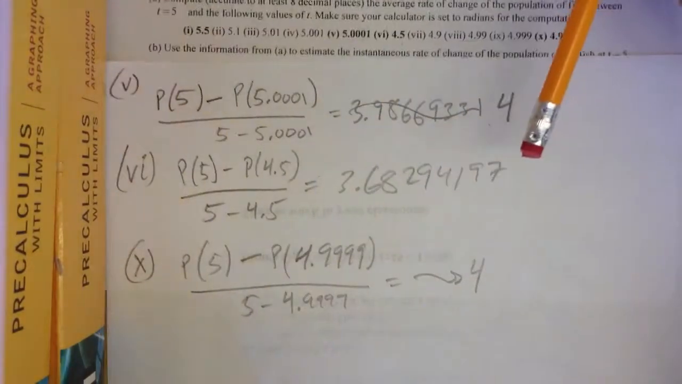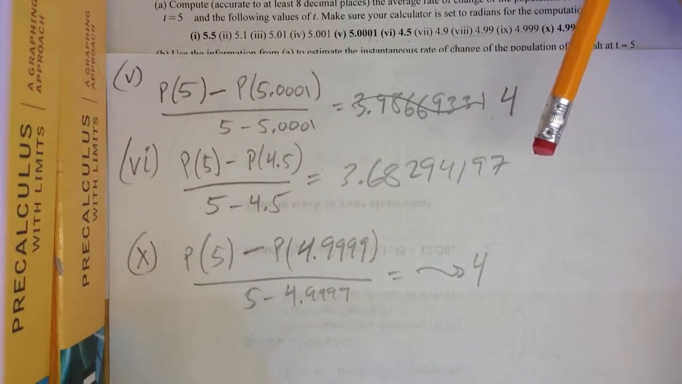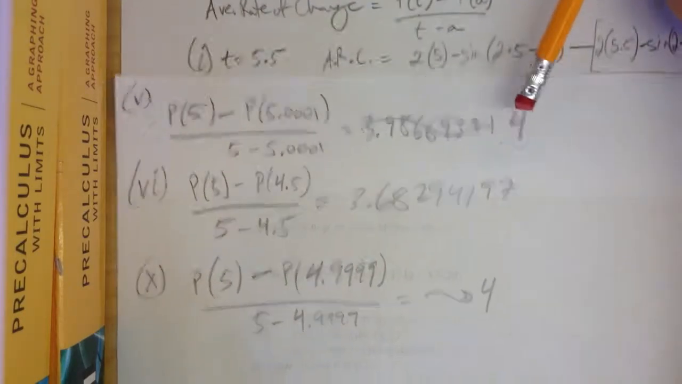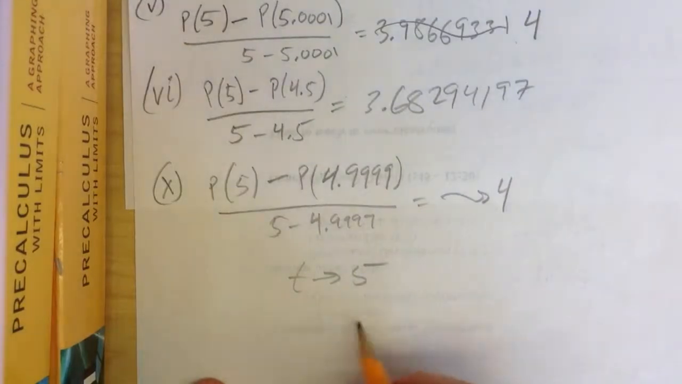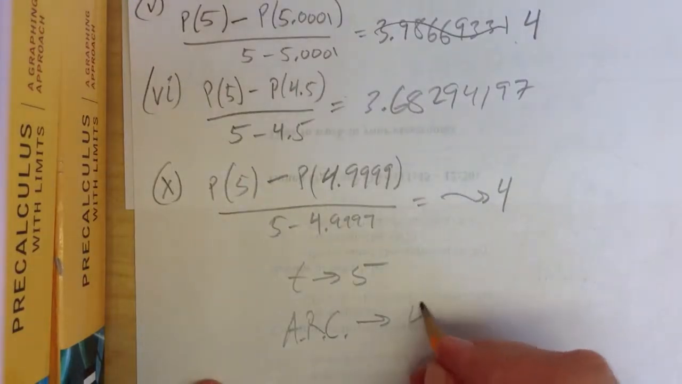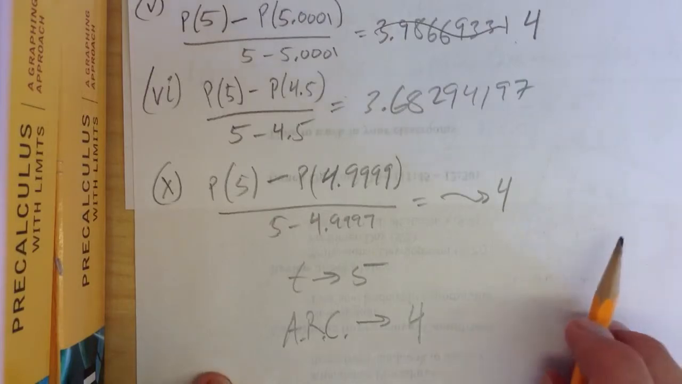So what's really happening? Well, as t gets very close to 5, we're finding that the average rate of change is getting closer and closer to 4. And that is the solution to this one.